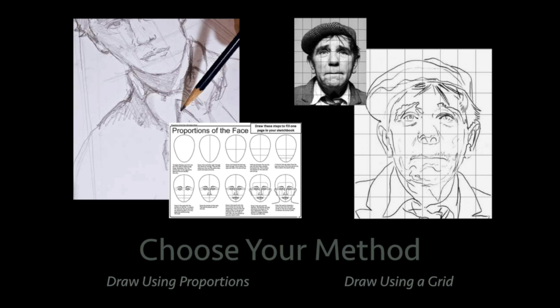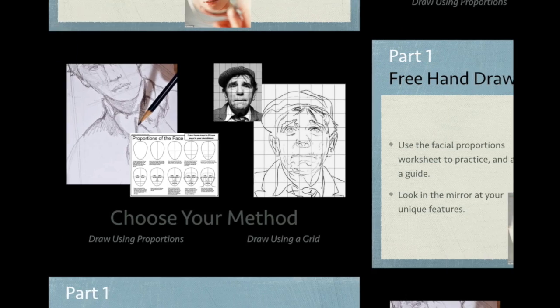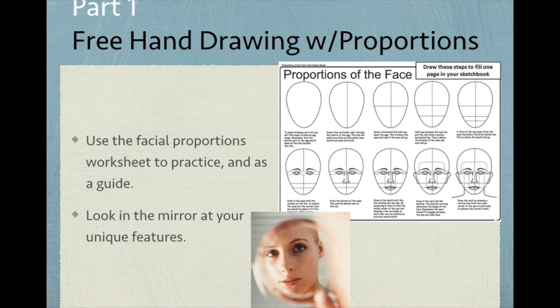The first choice will be just freehand drawing using proportions like you see on the left hand side. And then the other choice is drawing using a grid. And this is a really fun choice as well. So whichever one you decide to choose, you will come out with a really nice portrait. So the first one is freehand drawing with proportions.